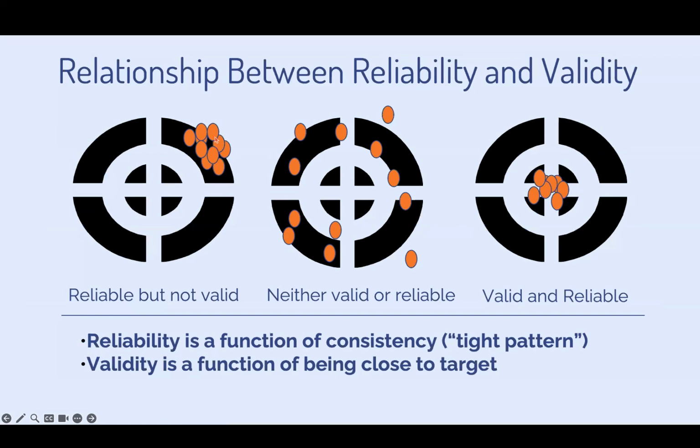Why? Because it's all in a very tight pattern on the upper right-hand side. It shows consistency, so it's reliable, but it's not valid. Why? Because they're not close to the target. So they are reliable but not valid. The second one in the middle is neither valid nor reliable. Why? Because they are everywhere, not close to the target, and all the shots are not consistent. So the last one is good.